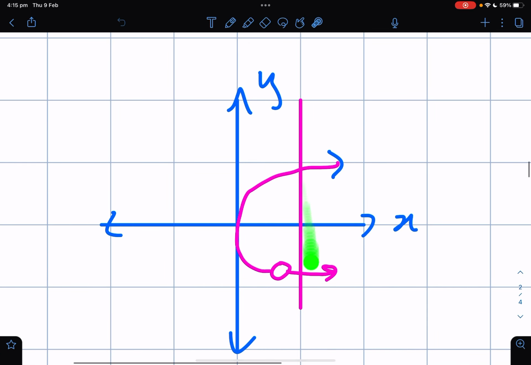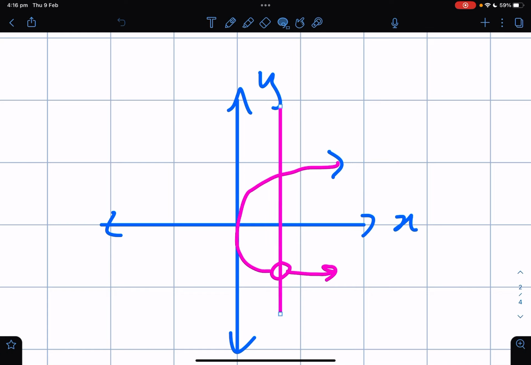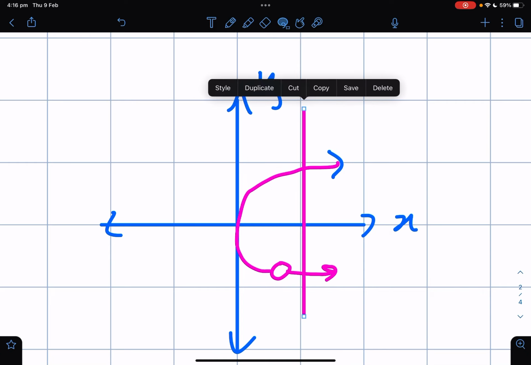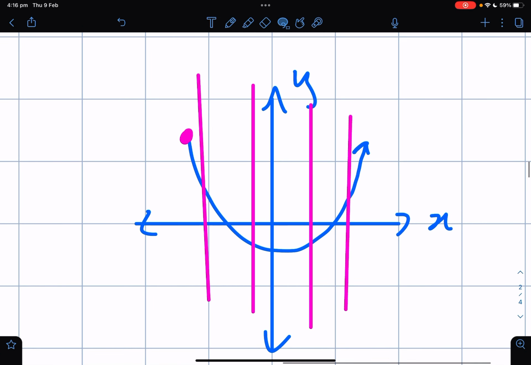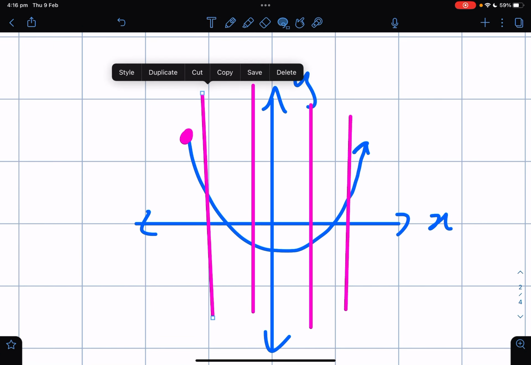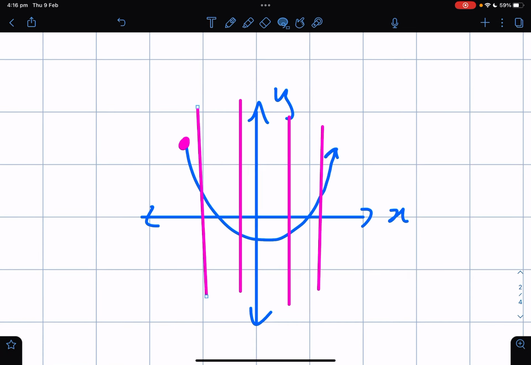Down here, this is also not a function, but if I move it to here, because remember, this point here is a hollow point. That means this point is not included on our graph. This would be a function, okay? But technicality, if I move it to here, it's not a function. So overall, it's not a function because one line fails the vertical line test. And then here, we also have a function because none of these touch more than 1 point on our graph.